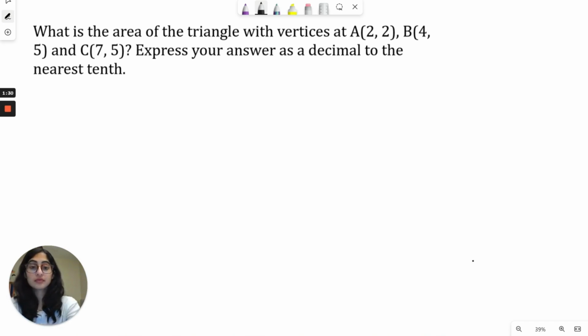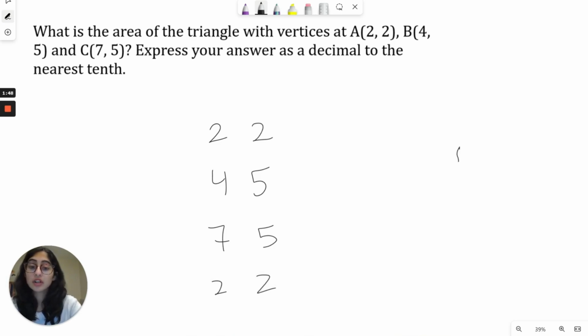So first, what we're going to do is take any coordinate. In this case, I'm just going to take (2, 2) since it's the first one. And then we'll go to the next one, (4, 5), and then (7, 5). And then you repeat the first one. You repeat the coordinate you started on, (2, 2), and you just arrange them like this.